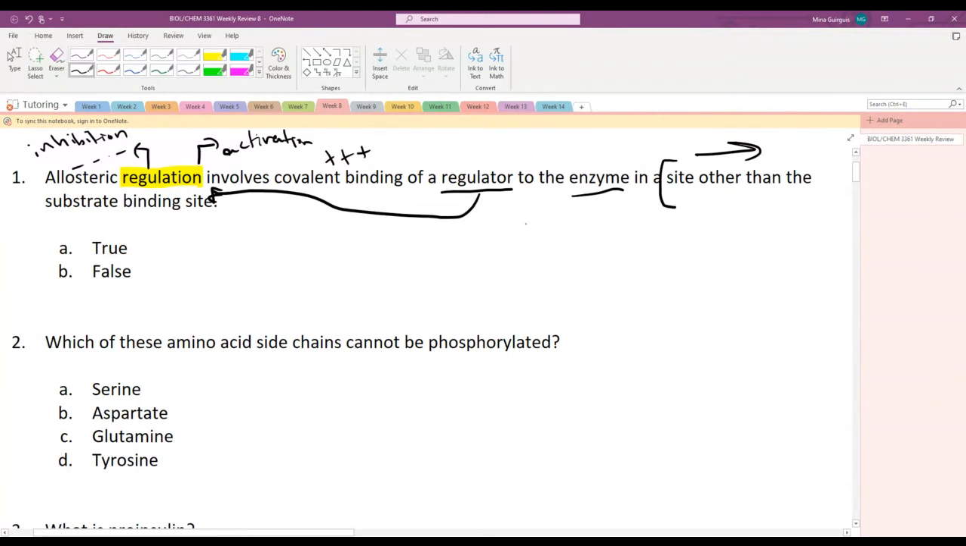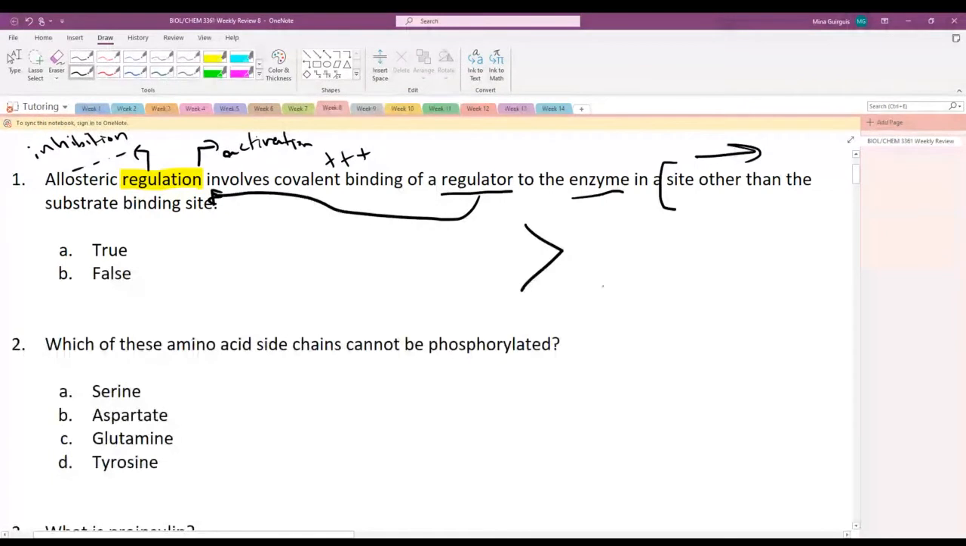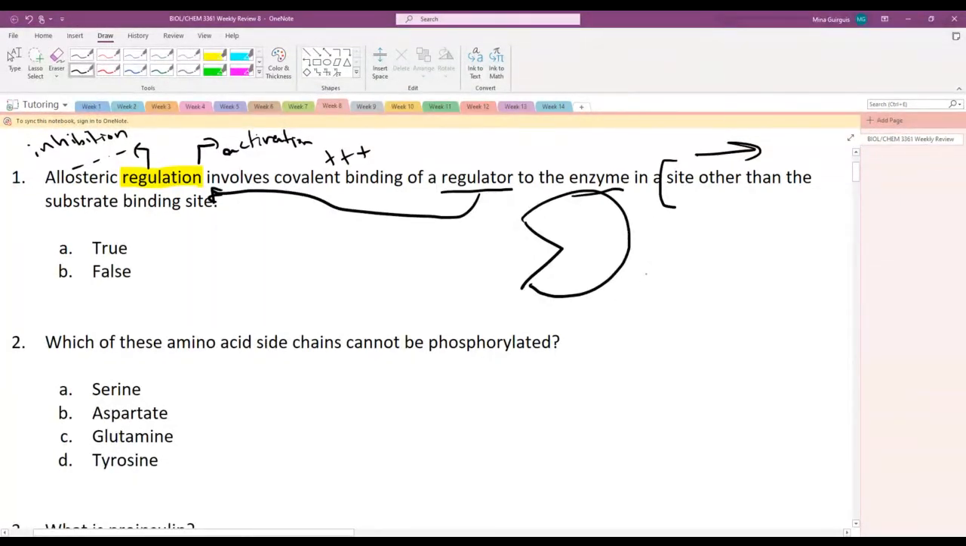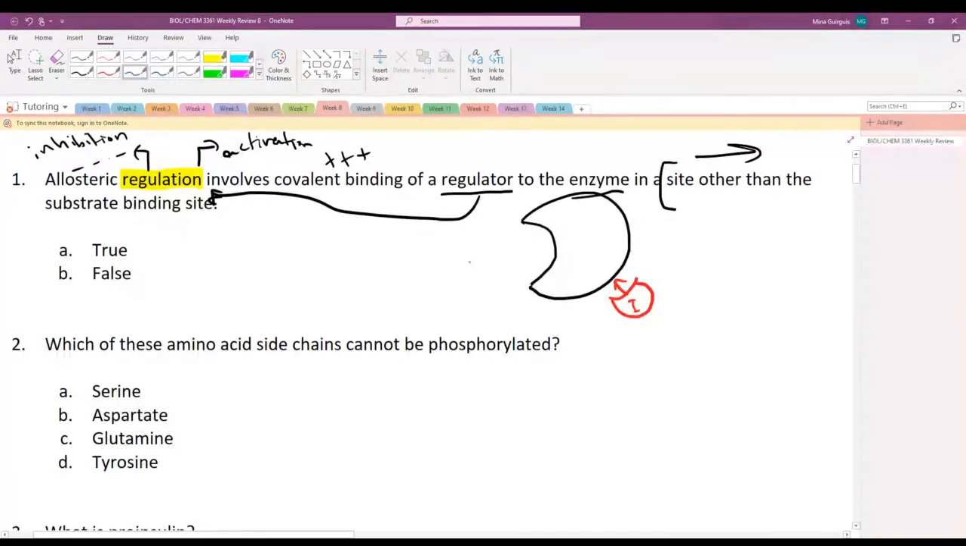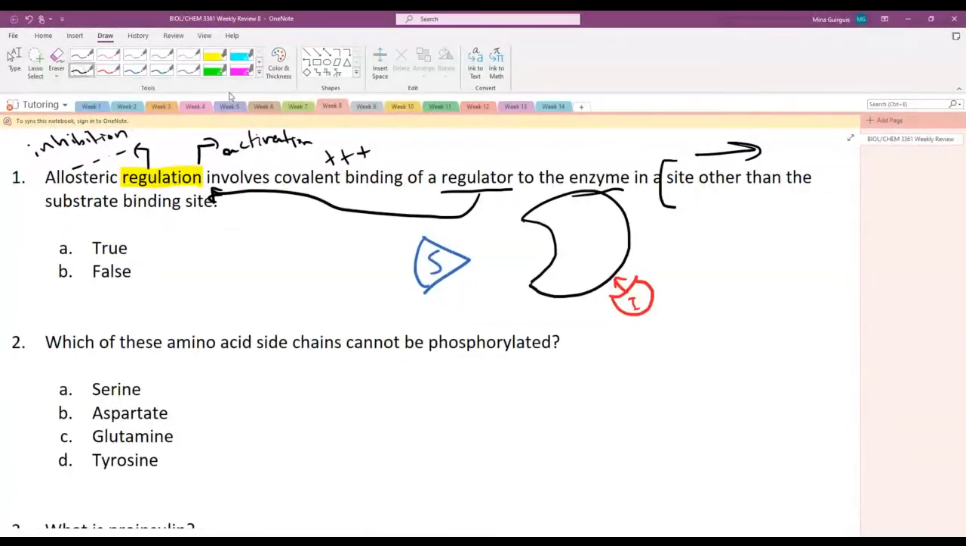A great example of this, well, not a real example, but a drawn example, would be if I have this enzyme and I grab an inhibitor, which I'll be using red for. It binds right here. What that could do is change this thing's shape, like that. And so now my substrate, which I'll label S, can no longer fit in this spot on the enzyme. That's the key to a site other than the substrate binding site.